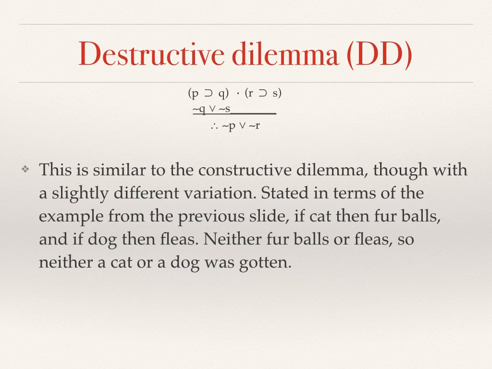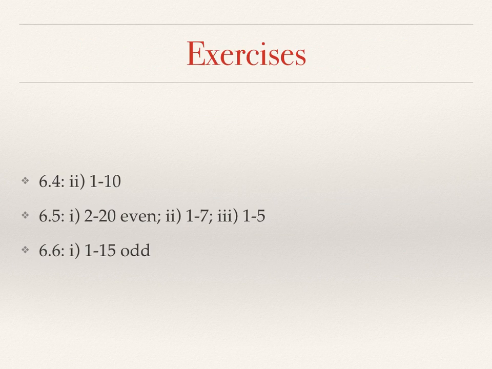Destructive dilemma is a slightly different way of making a similar point, though with a slightly different variation. So stated in terms of the example from the previous slide, if cat, then furballs, and if dog, then fleas, neither furballs or fleas, so neither cat or dog was gotten. So with these argument forms and with what we now know about using truth tables to analyze arguments, you should be ready to go on and do the exercises.